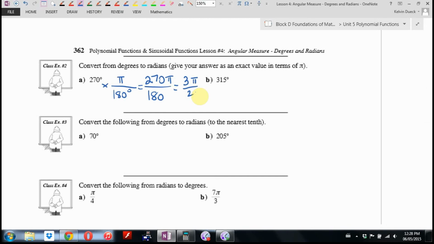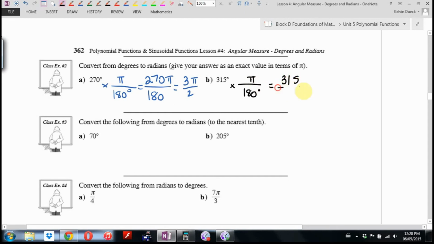315 degrees. I'm going to multiply by, I want the degrees to cancel, so the pi is going to go on top. It's going to be 315 over 180 times pi, which in lowest terms is what? Is it 7 pi by 4? 7 pi by 4.